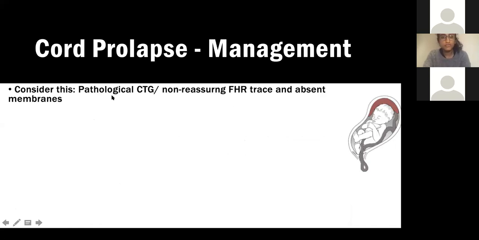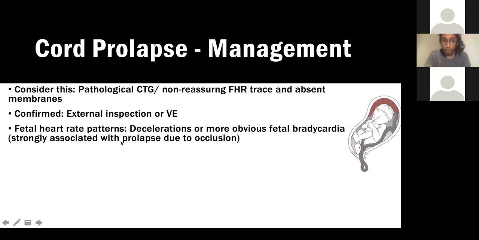So when it comes to management of cord prolapse, when would you consider it? You'd consider it if you have absent membranes and you've got basically a pathological CTG. So things like late decelerations, fetal bradycardia, non-reassuring fetal heart rate trace, basically. And it can be confirmed on external inspection, or if you can do a VE and you can feel the cord protruding before the presenting part. And fetal heart rate patterns, yes. So I've mentioned the decelerations, you might see fetal bradycardia. And fetal bradycardia is most strongly associated with prolapse because of the cord occlusion. So it can give you these sudden episodes of fetal bradycardia.